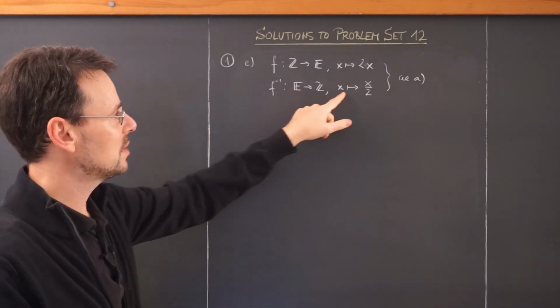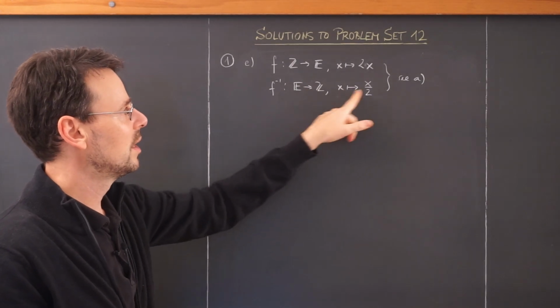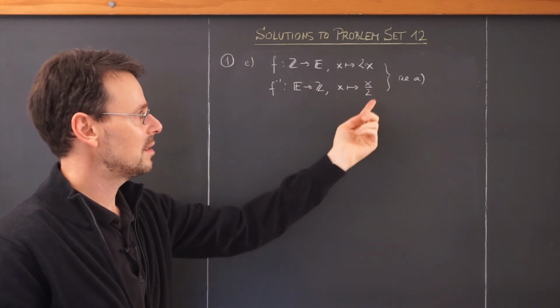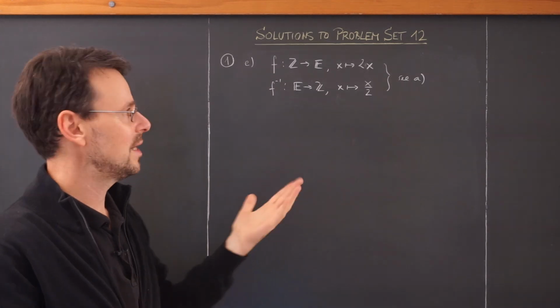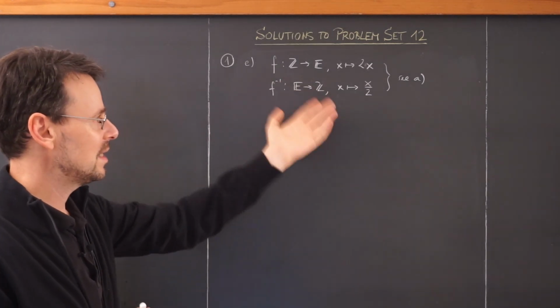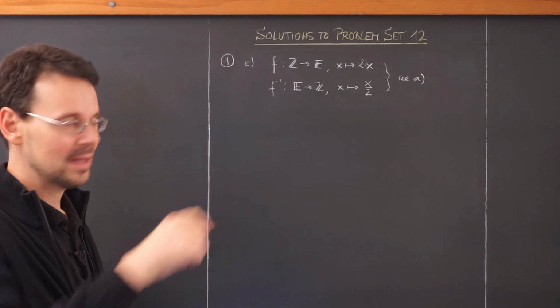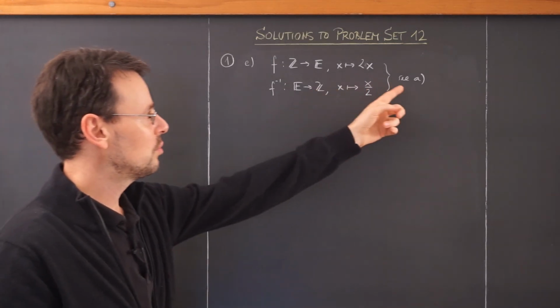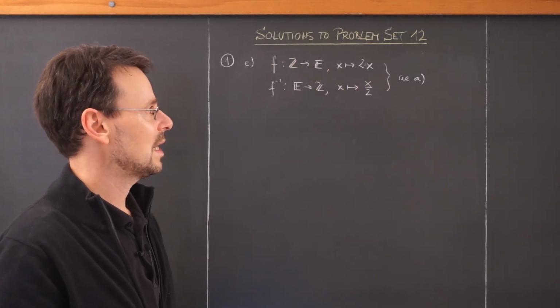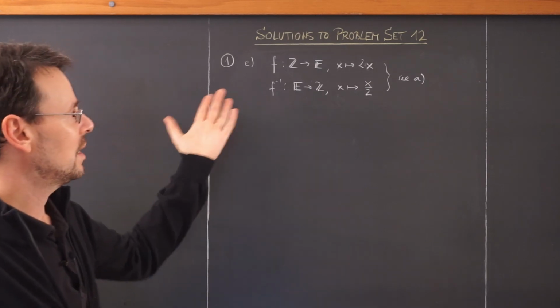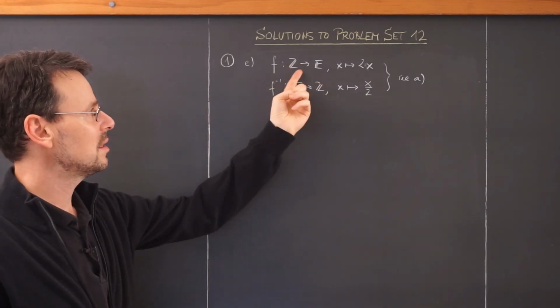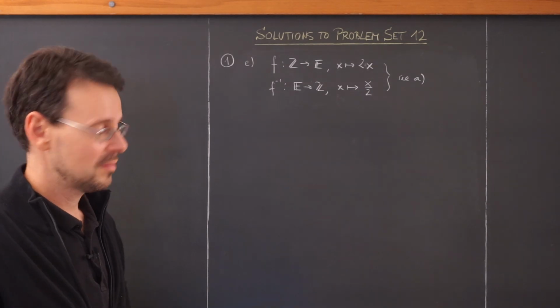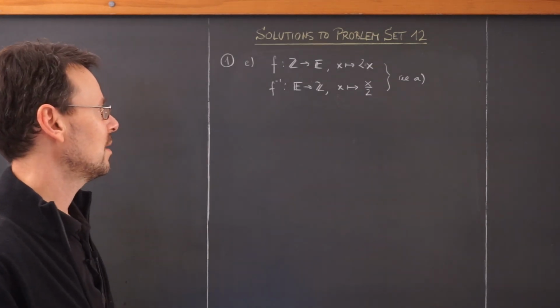But by definition, we start with an even integer. This exactly means that this number divided by 2 again is an integer. So this is a well-defined map. You should write that down. But the proof that those are inverses is exactly as in part A. So, as strange as this may sound, this here is a bijective map. You'll have to get used to that.